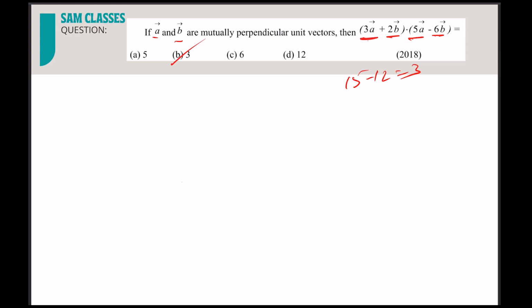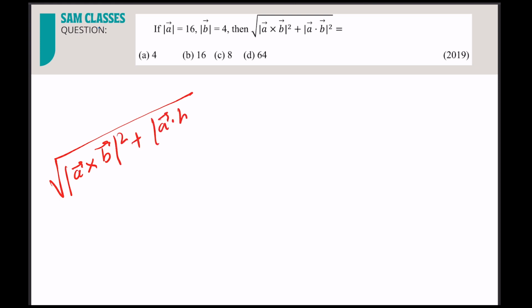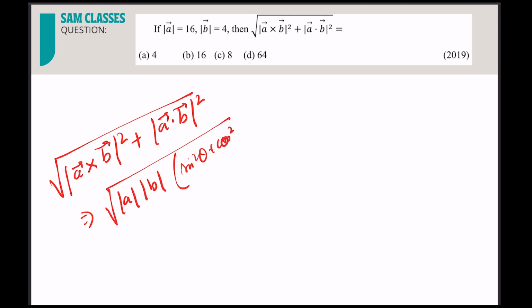Clear? Now if you see the next question, this is very important, so do write it down. This is like a general formula or a standard result, you can use it. Whenever you have the cross product of two vectors, plus the dot product of them, what you get is mod A mod B into sine square theta plus cos square theta. So that is basically mod A into mod B. So this sums up to be mod A into mod B.